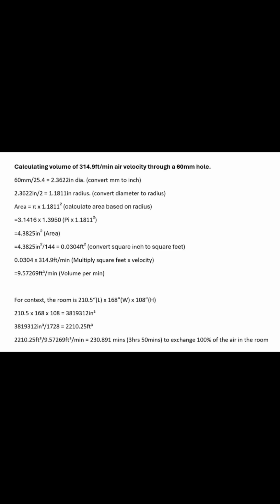Here's the math. The air leakage through the closed window at the time of testing was 9.57 cubic feet per minute, or enough to replace 100% of the air in the room in just 3 hours and 50 minutes. This video illustrates the air movement. Watch the flame.